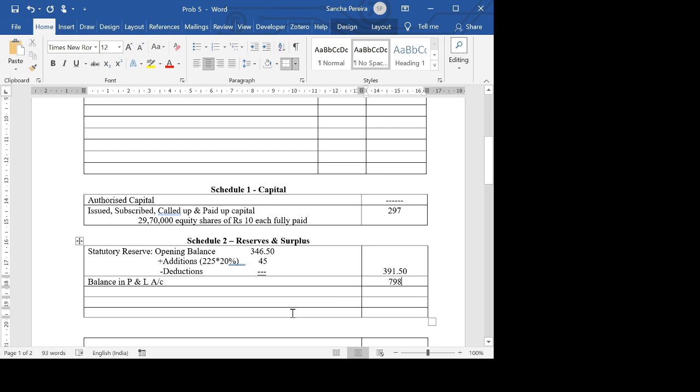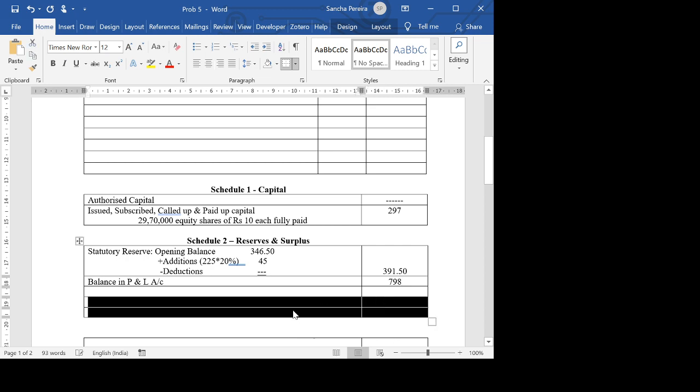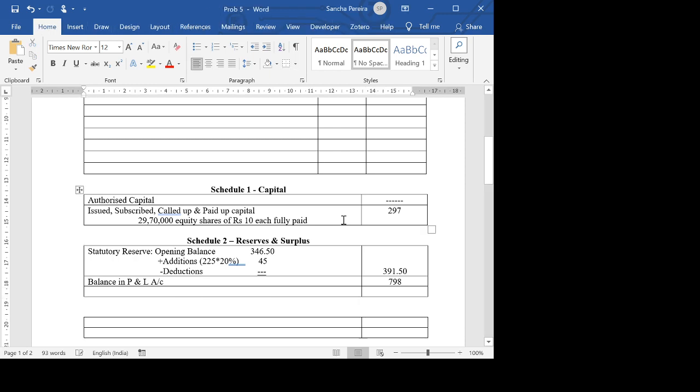Is that clear? So what I've done, I've taken whatever figures they've given me, the profit for the year, previous year's profit, and I've minused the transfer that we have made, because they have given the profit before appropriation. Okay, so this 45 is minus there. So we don't need to do anything else. We just need to get the total here. Complete the schedule.